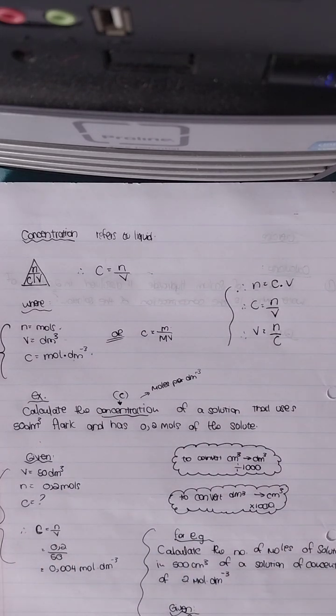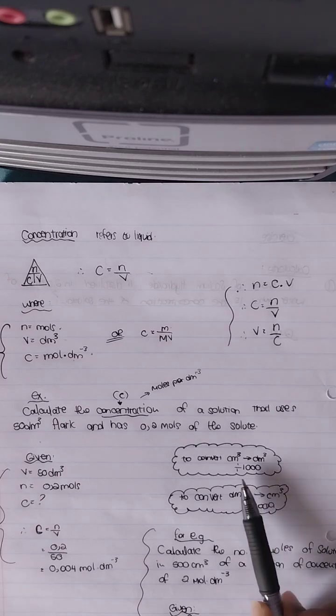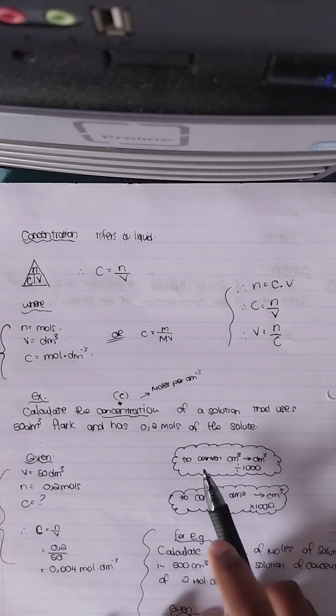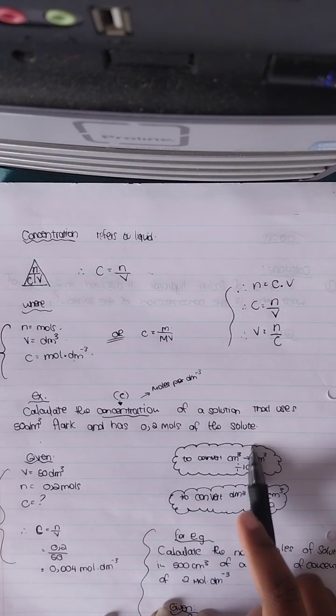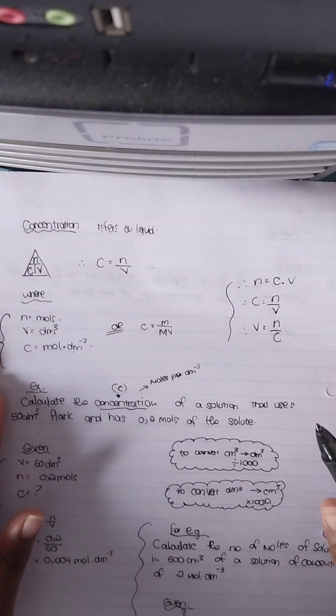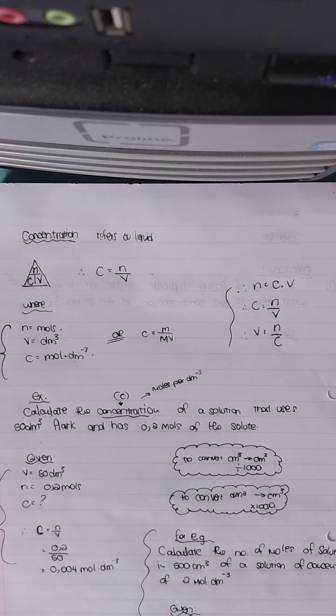To convert cm cubed to dm cubed, you divide by 1,000. To convert dm cubed to cm cubed, you multiply by 1,000. Okay, look here. To convert cm cubed to dm cubed, you divide by 1,000. To convert dm cubed to cm cubed, you multiply by 1,000. Right, so let's do an example.